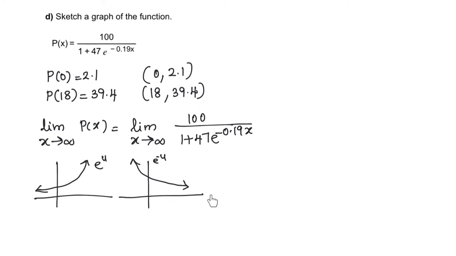So when x is approaching positive infinity, this graph is getting closer and closer to the x-axis, or in other words, this graph is getting closer to 0. That means this whole thing is approaching 0. 47 times 0 is 0. So it will become 100 divided by 1, that is just 100. That means the limit of this function as x approaches infinity is just 100.